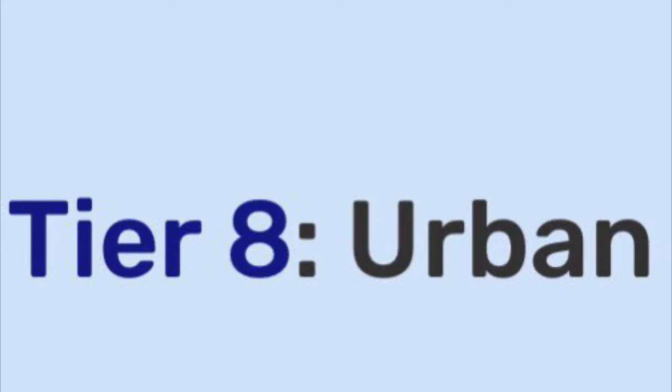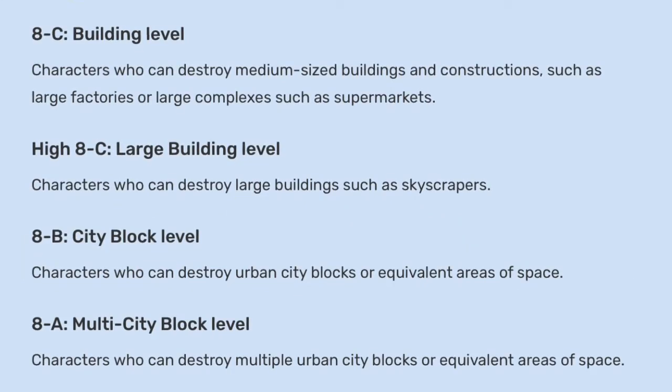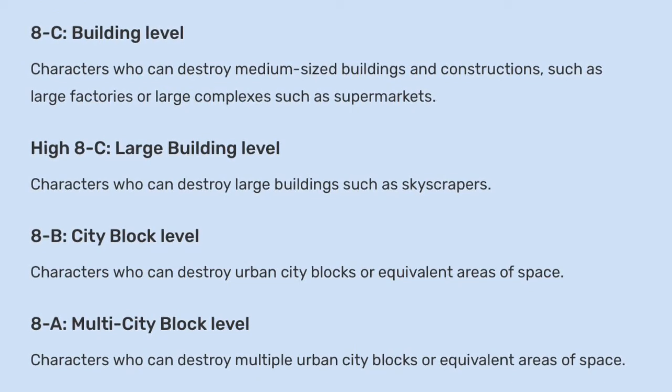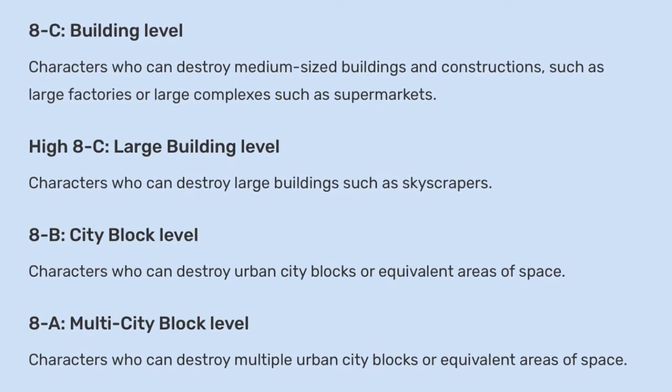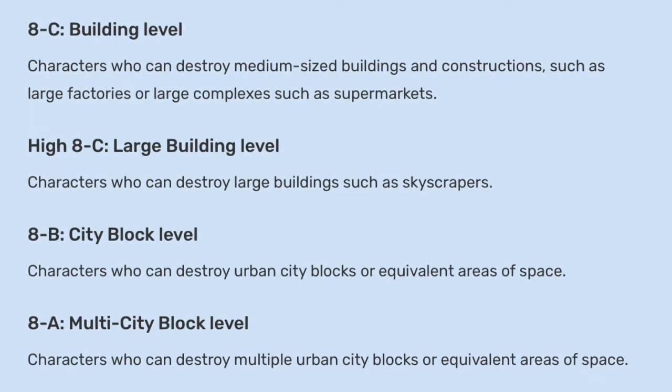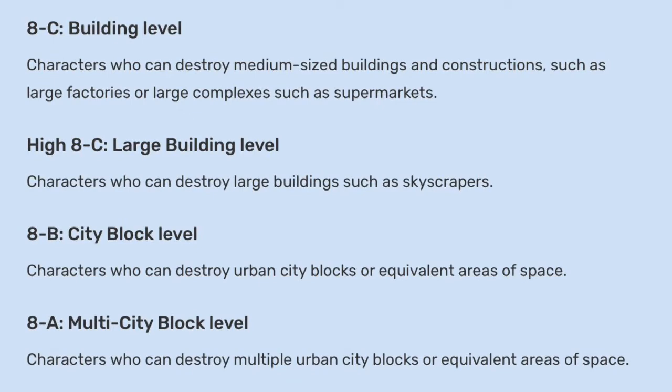Stronger than tier 9 is tier 8, known as Urban, which is stronger than Superhuman, but a Superhuman can still have the Urban ability. It's just a name. Don't make a fuss about it. And in tier 8, there are 4 sub-tiers. The weakest one is 8C, building level. You can destroy a medium-sized building. And then high 8C, large building level. You can destroy skyscrapers at this level.